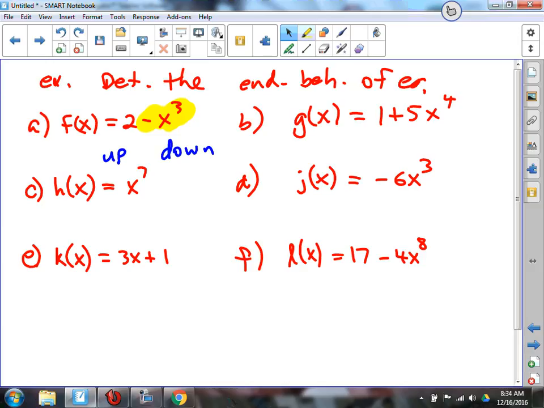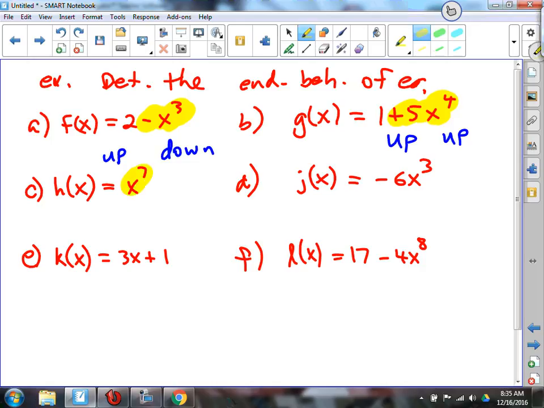So let's look at the next one. In number B, which term are we looking at? 5x to the fourth. Leading coefficient's positive. What's the graph going to be doing on the right? It's going to be heading up. What's the graph going to be doing on the left? Also up, because the degree is even, right?